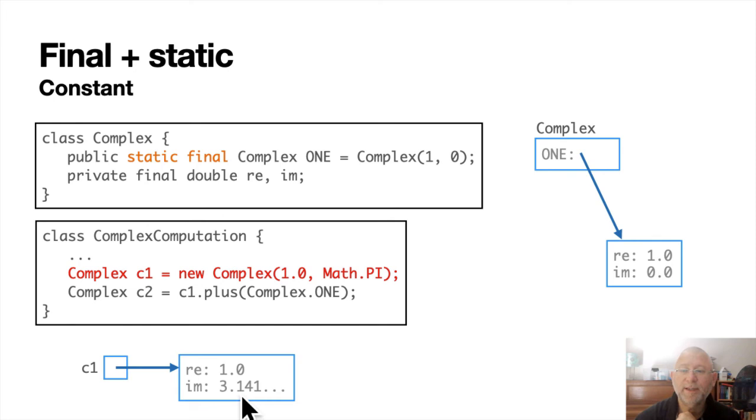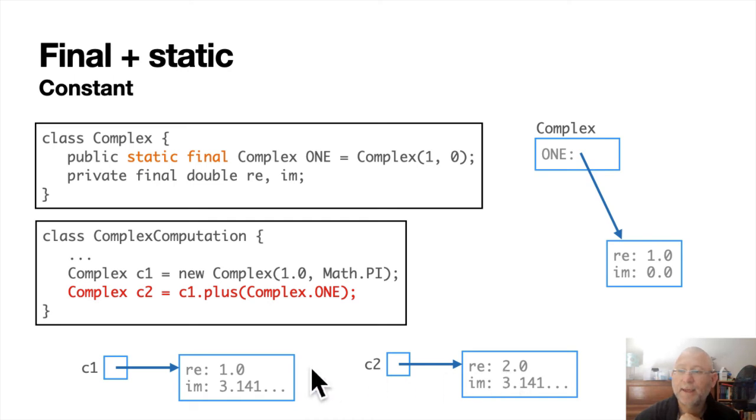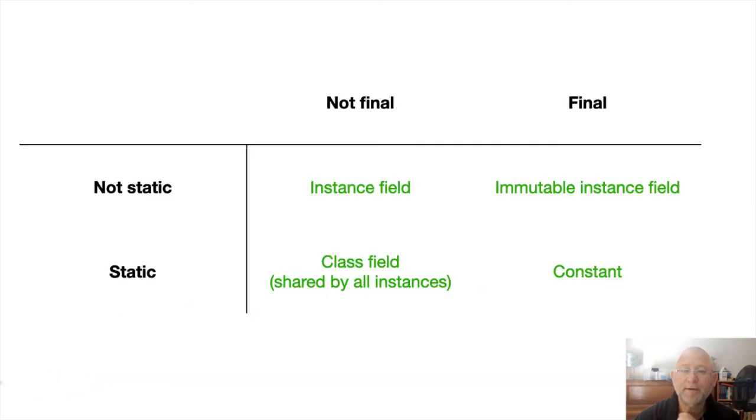So here is C1. We've created the instance with this real and imaginary part, and now we're going to add ONE, the constant, to C1. And the plus operation creates a new instance which we store in C2, and it adds the 1 and that 1 to get a 2, and pi and 0, so that stays pi. So here is an instance of the sum of C1 and ONE. Right, so now we've looked at all 4 of the combinations, but I just want to show you one more thing, and that is what happens if we make a mistake.